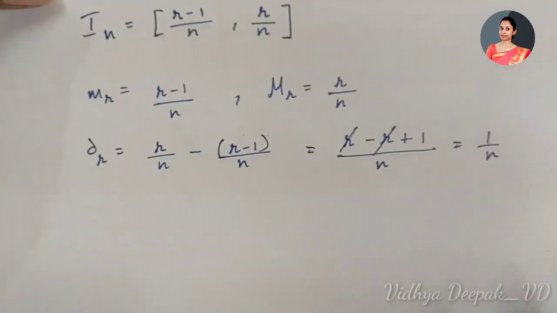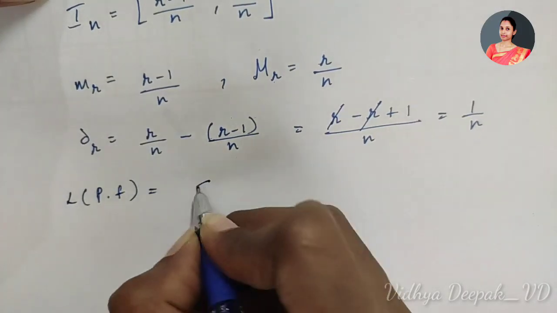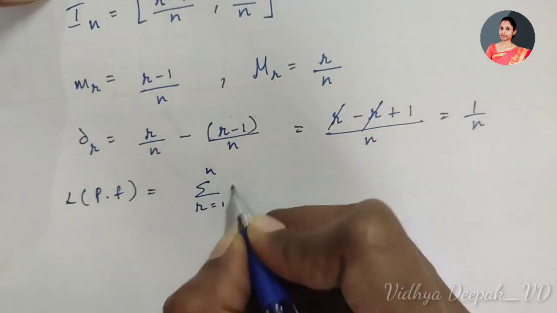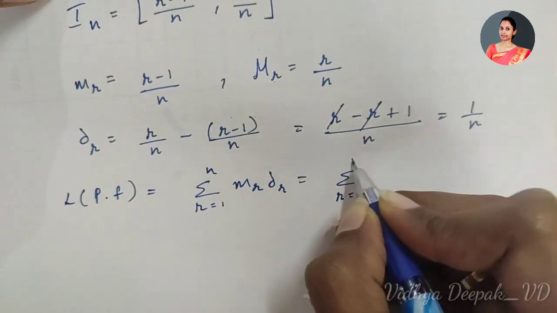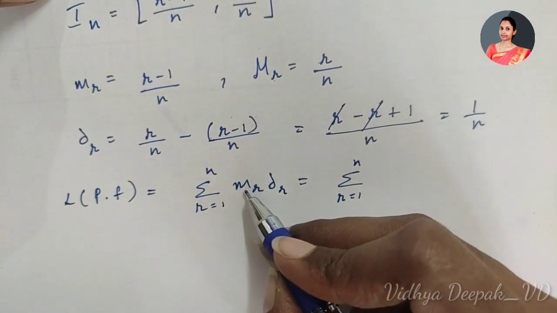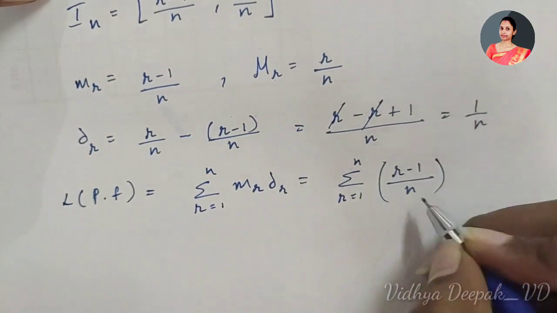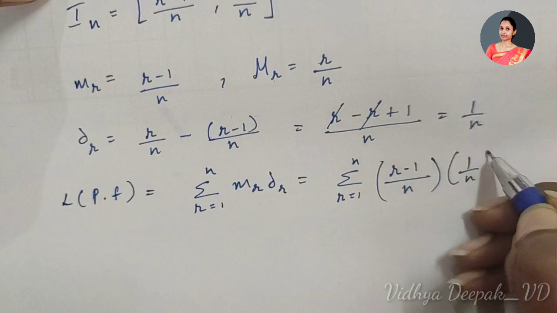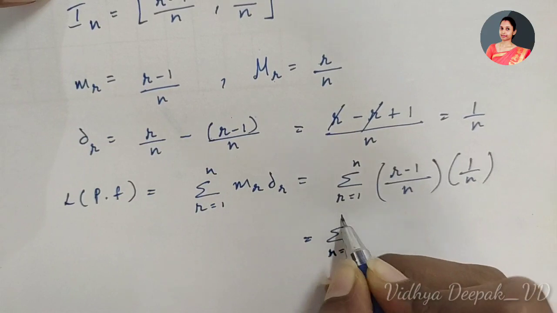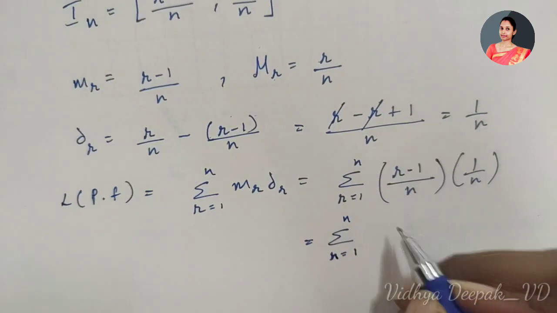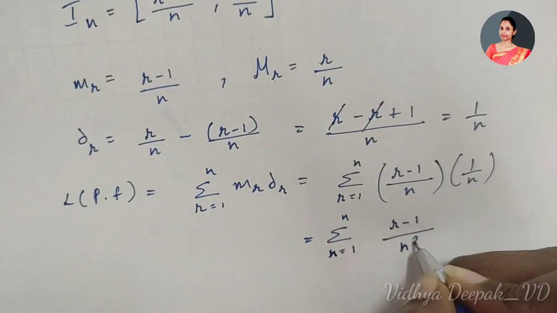Okay, so now let's find out what is L(P, f). So L(P, f) is nothing but the sum from r equal to 1 to n of mr delta r. So the infimum and the length of the subinterval. So we are substituting the values. What is mr? Small mr is (r minus 1) by n, into delta r which is 1 by n. Simplify, we get the sum from r equal to 1 to n of (r minus 1) into 1 is (r minus 1), n into n is n square.